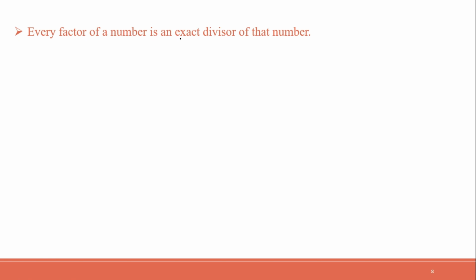Every factor of a number is an exact divisor of that number. This is what I am teaching you for the last 2 minutes. That means if, let's say, 5, what are the factors of 5? 5, 1 and 5. That means this 5 and this 1 will exactly divide this 5. That means there will be no remainder left. 1 into 5 is 5.